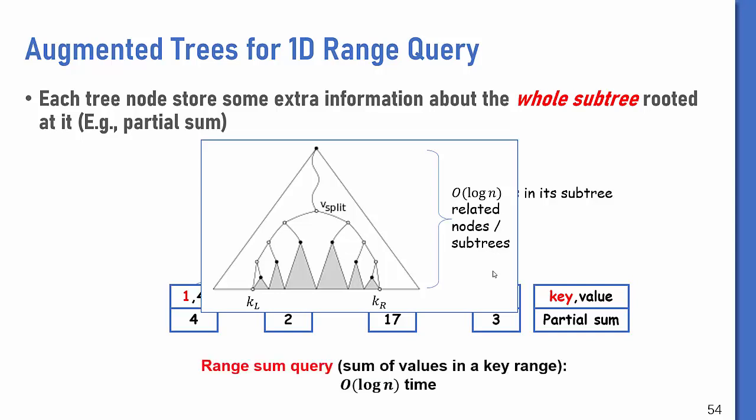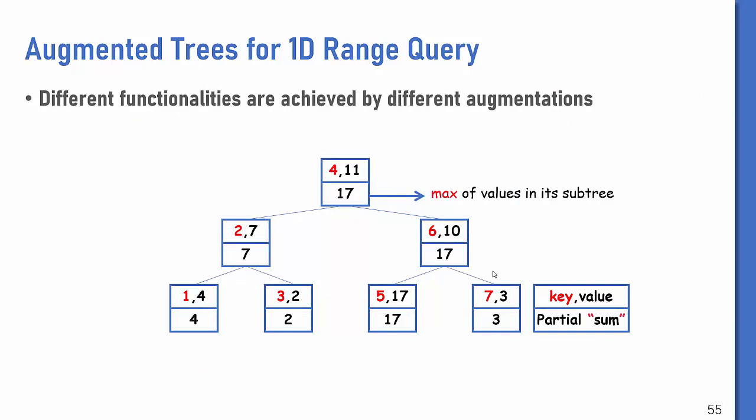Okay? So to answer the range sum query, we don't need to scan all the elements inside the key range, but instead only need order of log n time. Different augmentations can do different jobs. For example, if now the queries are asking us to report the maximum value in a given key range, we can just change the augmentation to be partial maximum instead of just a partial sum and use exactly the same approach. So we can do this. And for other functionalities, sometimes we only need to change the augmentation and we can answer the corresponding queries.